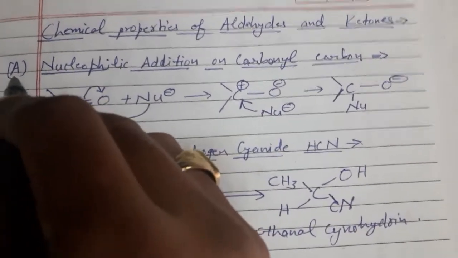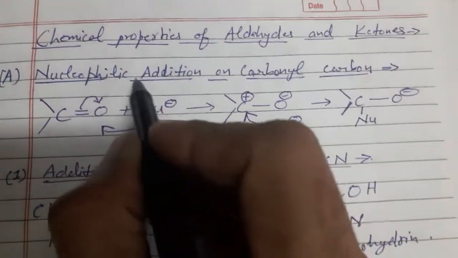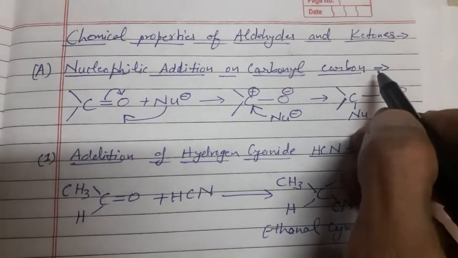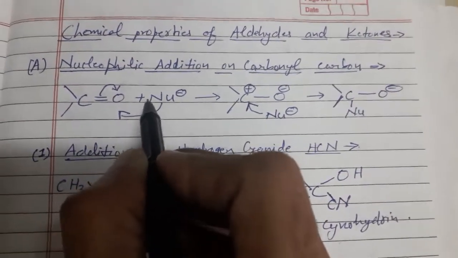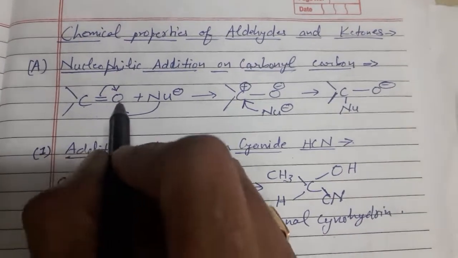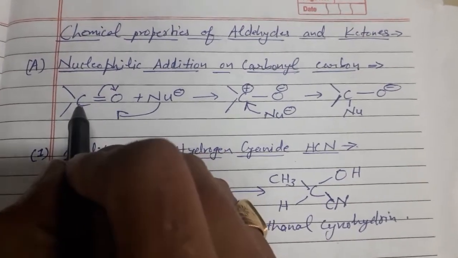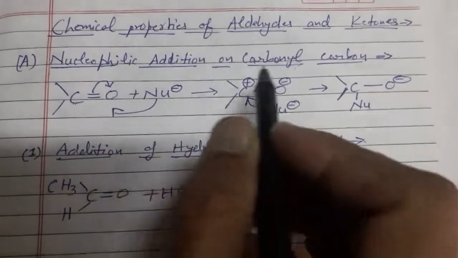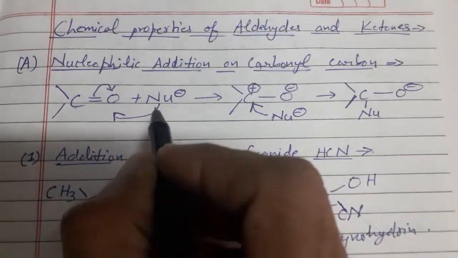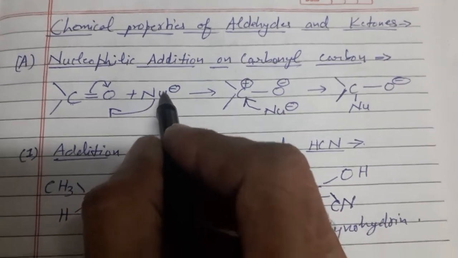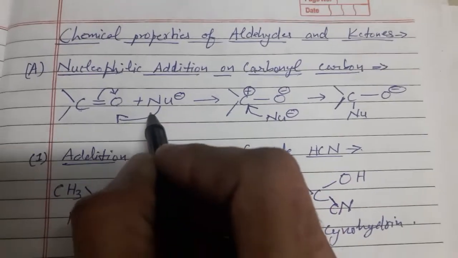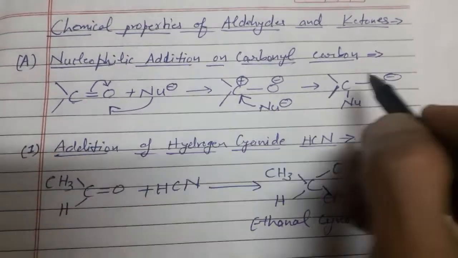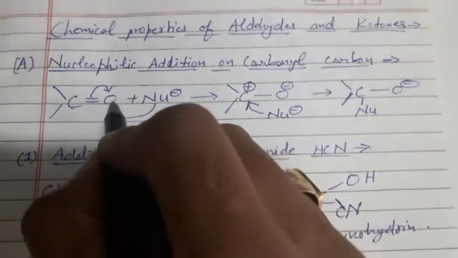in which number 1, A part, is nucleophilic addition on carbonyl carbon. What is the meaning of nucleophilic addition on carbonyl carbon? That means we have to add 2 groups, on the carbonyl carbon and on the oxygen. Why is this called nucleophilic addition? Because this reaction actually starts due to a nucleophile. A negatively charged species first adds up to the carbonyl carbon, then a positively charged species adds up to the oxygen.